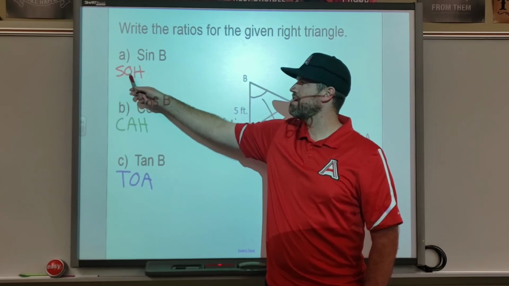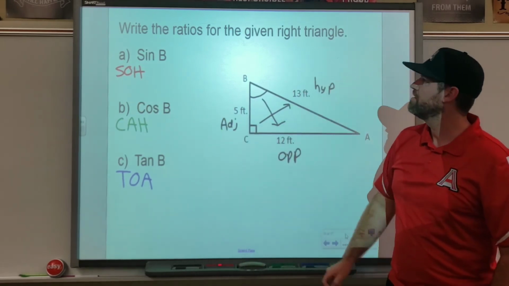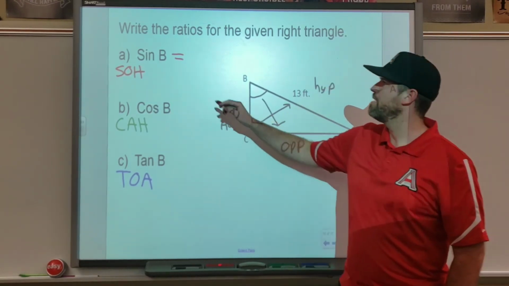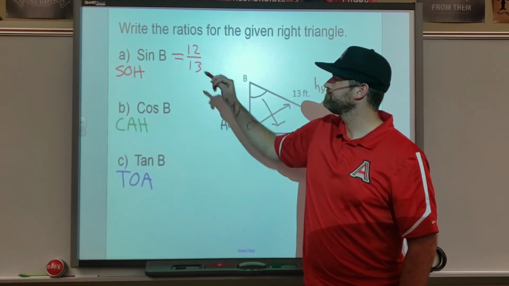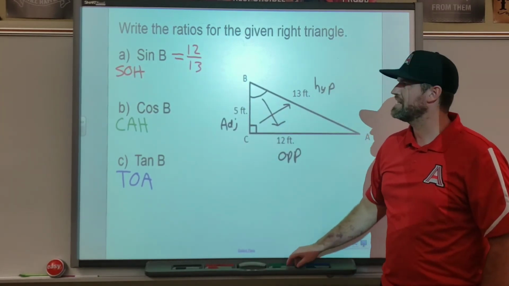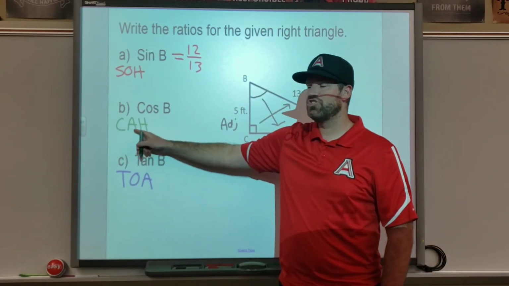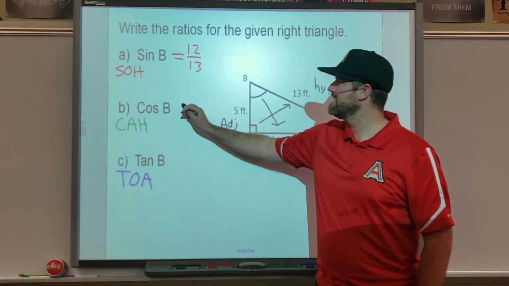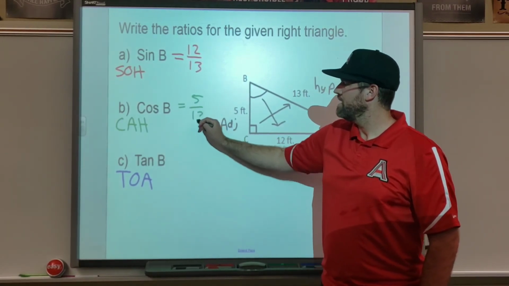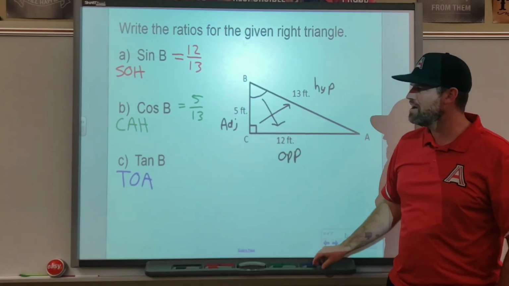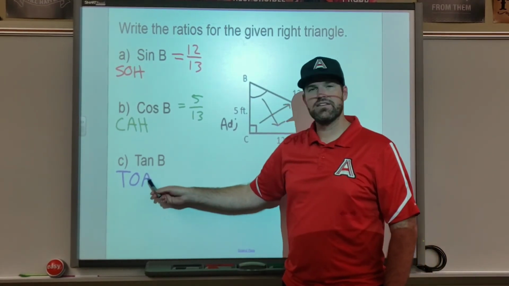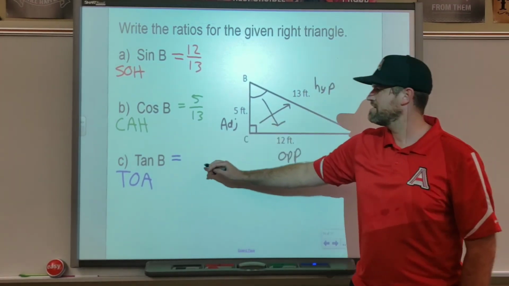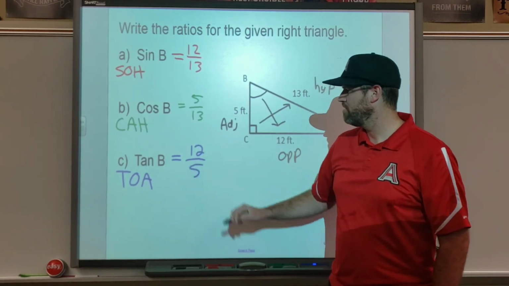All right, so when we go to find sine, we know that it's going to be SOH, right? So sine equals opposite divided by hypotenuse. So my sine of B is the opposite, which is 12, divided by the hypotenuse of 13. My cosine is going to be CAH. All right, cosine is adjacent over hypotenuse. So that's going to be 5 over 13. And then tangent is my TOA, or my tangent equals opposite divided by the adjacent. So opposite is 12 divided by the adjacent of 5. So 12 over 5.